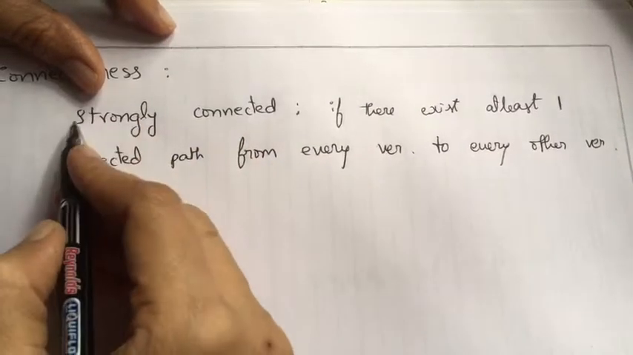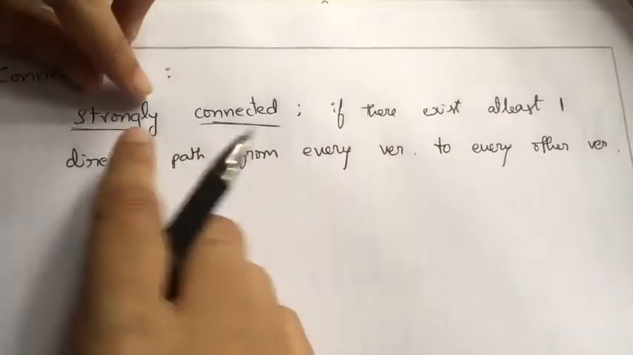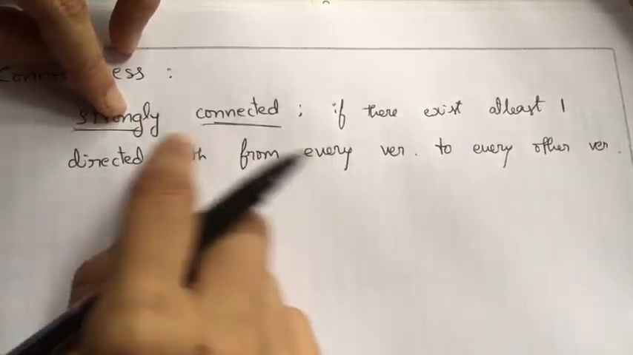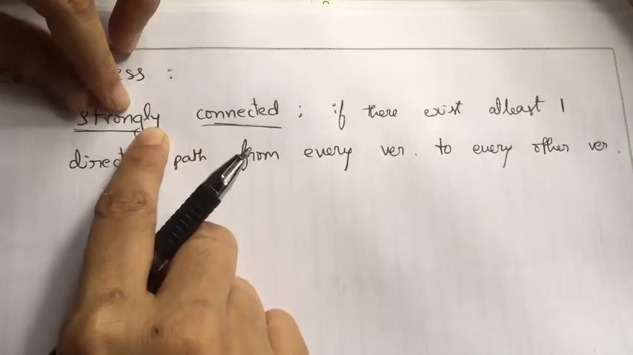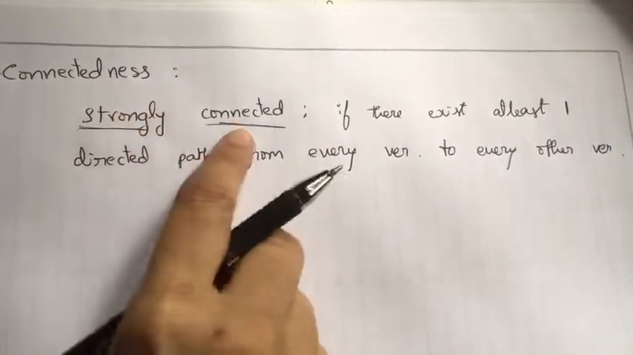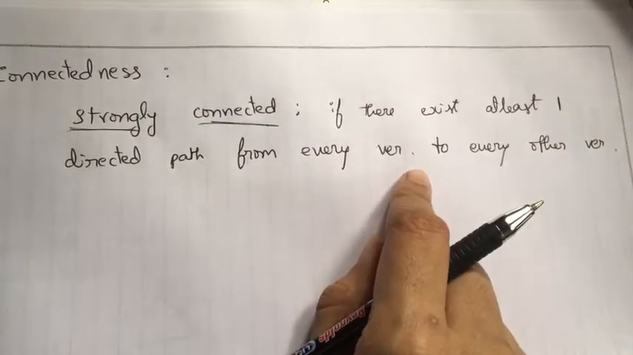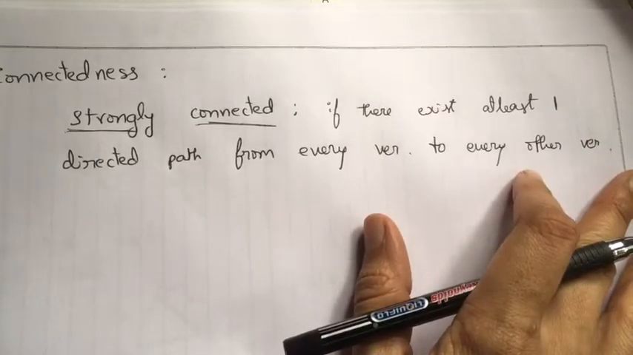Then we say graph G is strongly connected. And a digraph, I mean always I am taking digraphs only. A digraph G is said to be strongly connected if there exists at least one directed path from every vertex to every other vertex.